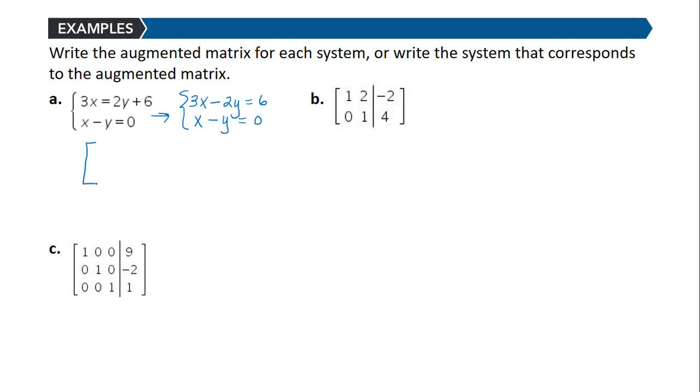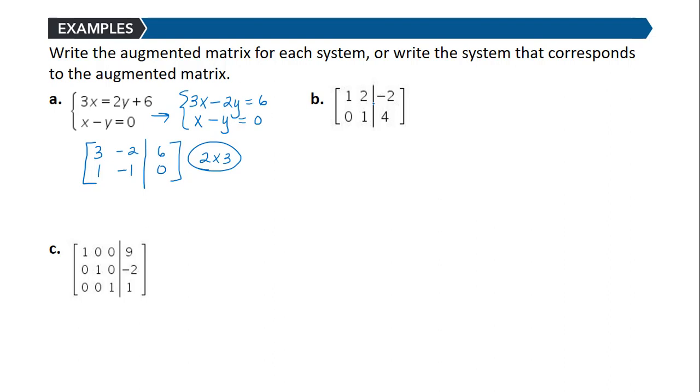So we write an augmented matrix that consists of the coefficients and the constant term from each equation. So we have 3, negative 2, and we draw a vertical line to represent the constant term, 6. And then the coefficients of the second equation are 1, negative 1, and 0. So this augmented matrix is a 2 by 3 because it has 2 rows and 3 columns.